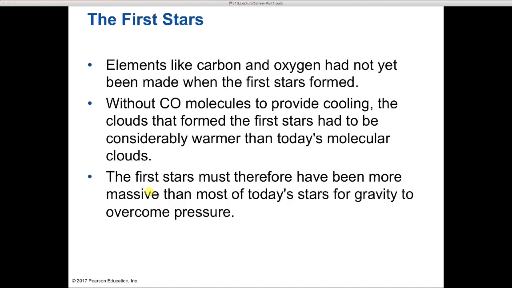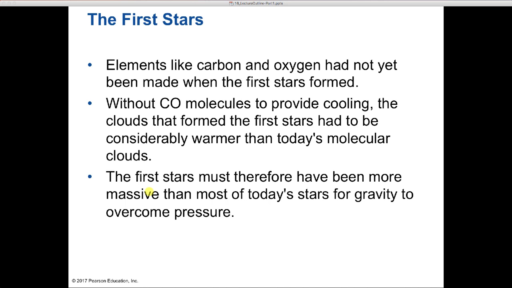So what about the very first stars that were formed? In the very beginning of the universe, all we had was hydrogen and helium, and maybe a little bit of lithium. We didn't have any carbon or oxygen or anything higher than lithium. And so we didn't have molecules, no carbon monoxide molecules. And so those carbon monoxide molecules weren't there to help cool the cloud. They weren't there to help keep the cloud from getting too hot too fast.